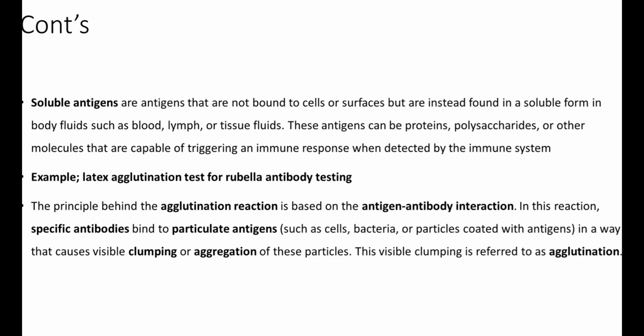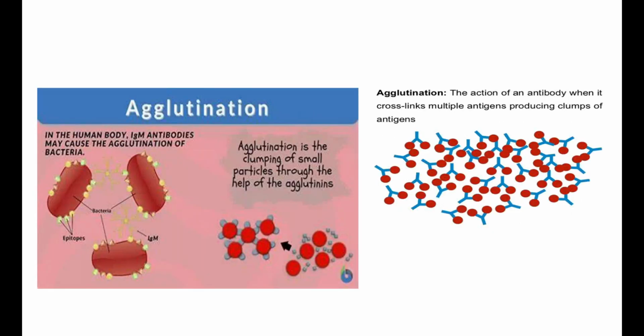The principle behind the agglutination reaction is based on the antigen-antibody interaction. In this reaction, the specific antibody binds to the particulated antigen in a way that causes visible clumping. That means that it is not every time the antibody and antigen bind. In agglutination, the antibody binds to the antigen in a way causing visible clumping or aggregation of these particles to make a clump. This visible clumping formed is called agglutination.